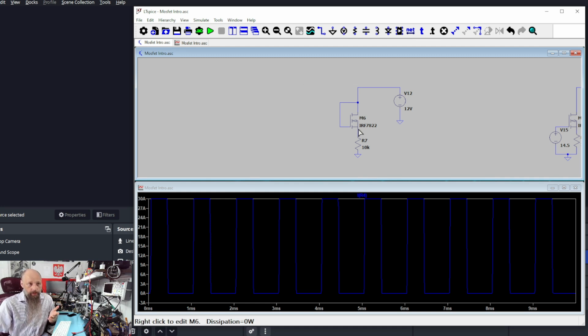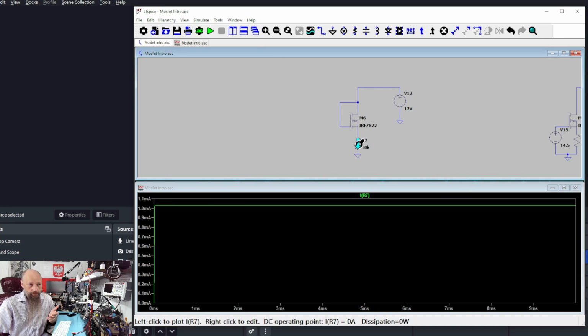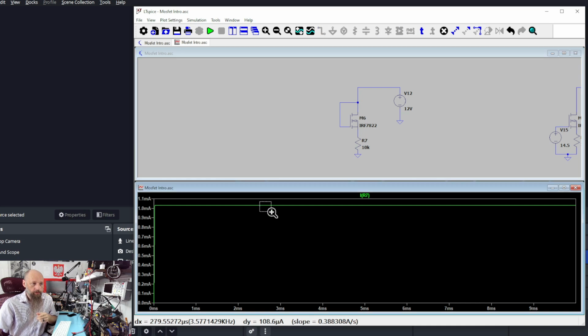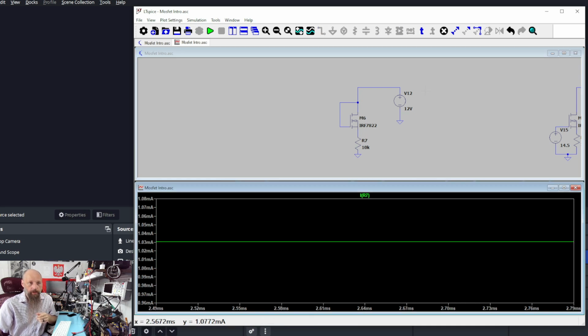But as we can see over here, the current flowing through our 10K resistor is not 1.2 milliamps as we would expect. 12 volts, 10K, that gives you 1.2 milliamps. And we're seeing that it's roughly 1 milliamp, a little over 1 milliamp.